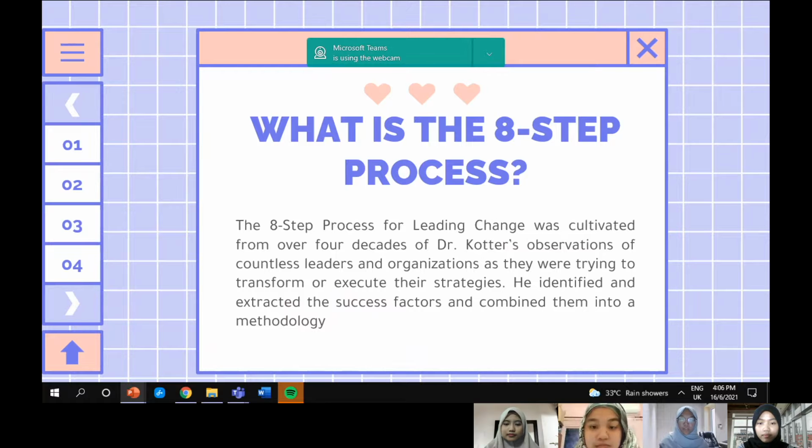So what is X-step process? The X-step process for leading change was cultivated from over 4 decades of Dr. Kotter's observation of countless leaders and organizations as they were trying to transform or execute their strategies. He identified and extracted the success factors and combined them into a methodology.